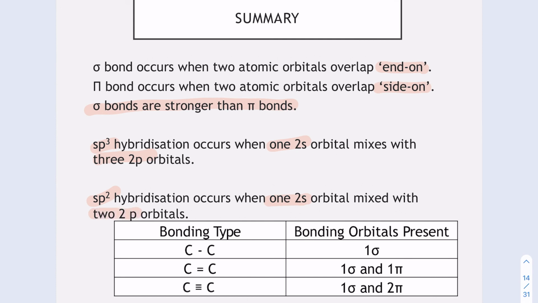And then you've got a little table at the bottom explaining that a carbon-carbon single bond is just 1 sigma. A carbon-carbon double bond is a sigma and a pi. Carbon-carbon triple bond is a sigma and 2 pi bonds.